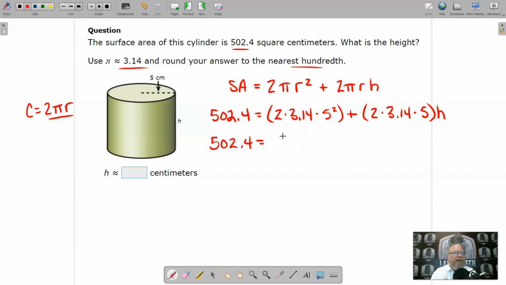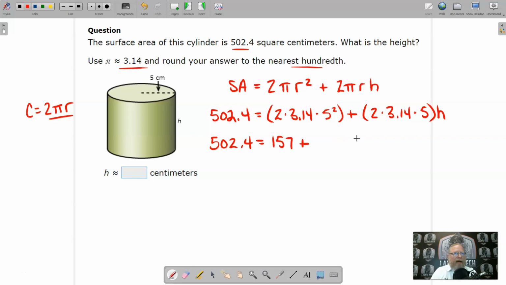And 2 times, well, first let's take 5 and square it, and that's 25. And then we're going to multiply that times 2, and we're also going to multiply it times 3.14, and that's going to give us a product of 157.